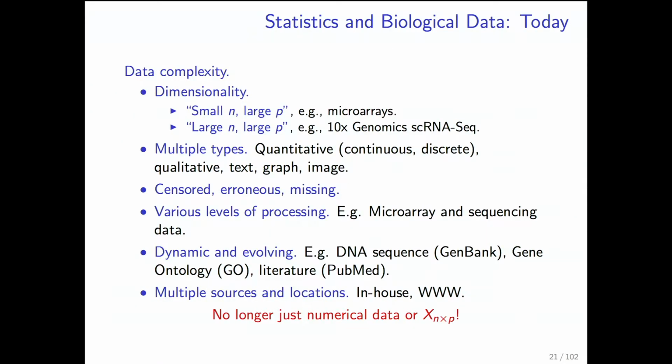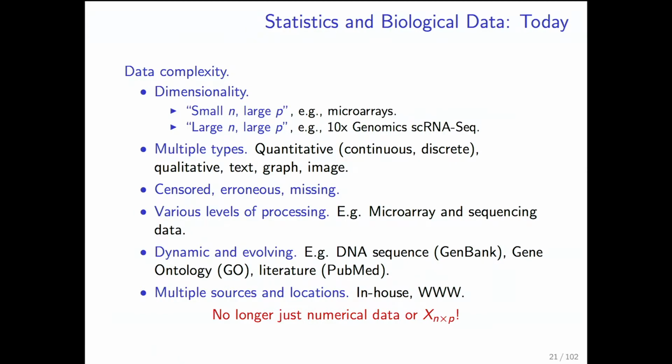Today's data are complex in several respects. They're complex in terms of their dimensionality. We can be in the small N, large P paradigm, like with early microarray experiments, where we had data on thousands of genes, but only 50 or so individuals. We can also have the large N, large P setting with today's single-cell transcriptome sequencing experiments. The data are of multiple types. They can be quantitative, qualitative, text, graph, or image data.